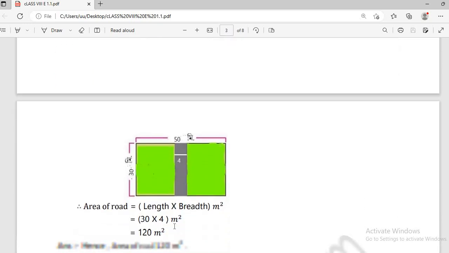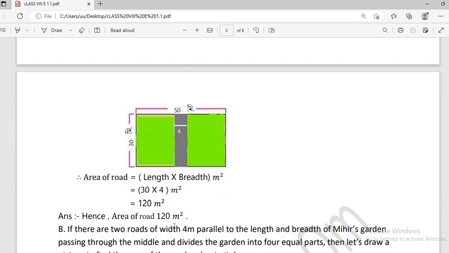The solution: the area of the road is equal to length into breadth. আমাদের রাস্তাটা কতটা জায়গা জুড়ে আছে সেটা বের করতে বলেছে। The area of the road is equal to length into breadth meter square. So length is 30 meter and breadth is 4 meter. That is 30 into 4 is equal to 120 meter square. Hence the area of the road is 120 meter square.